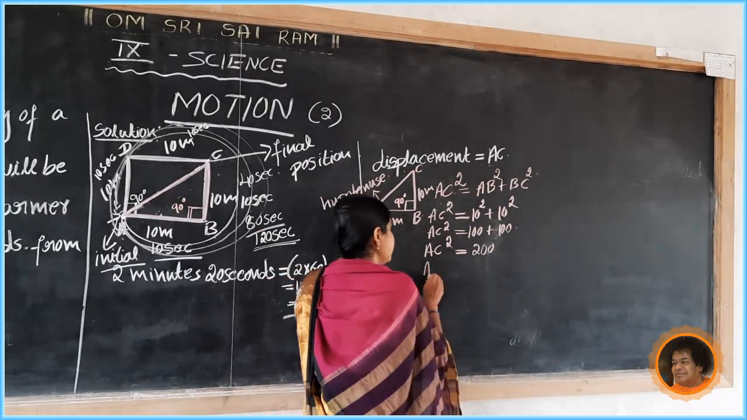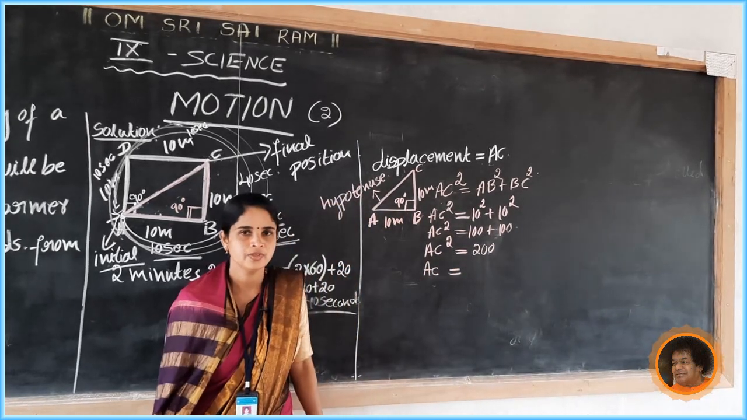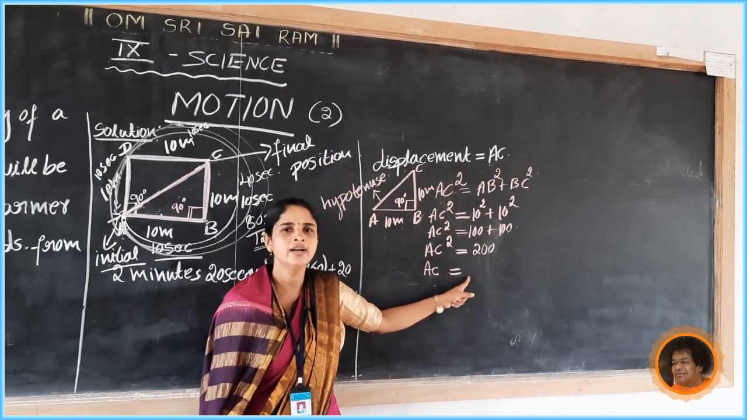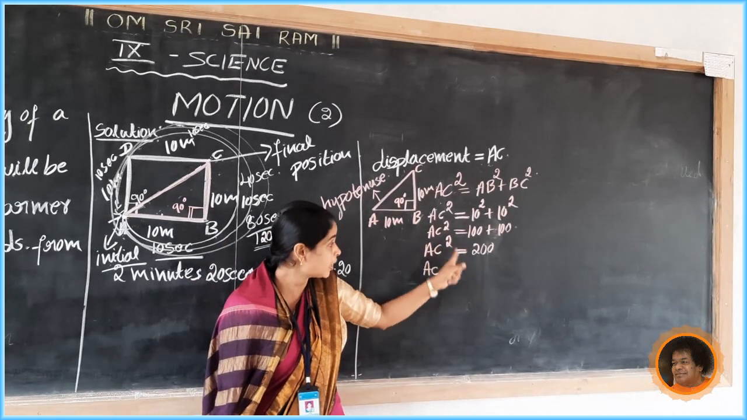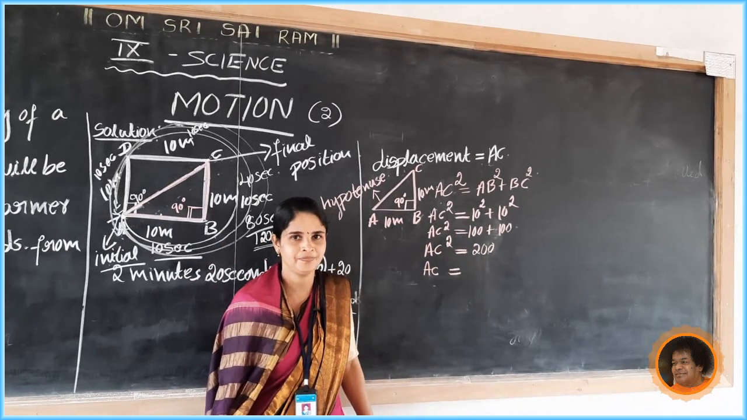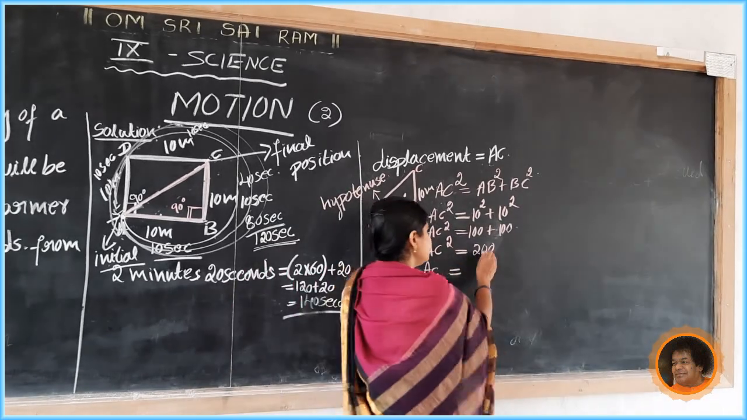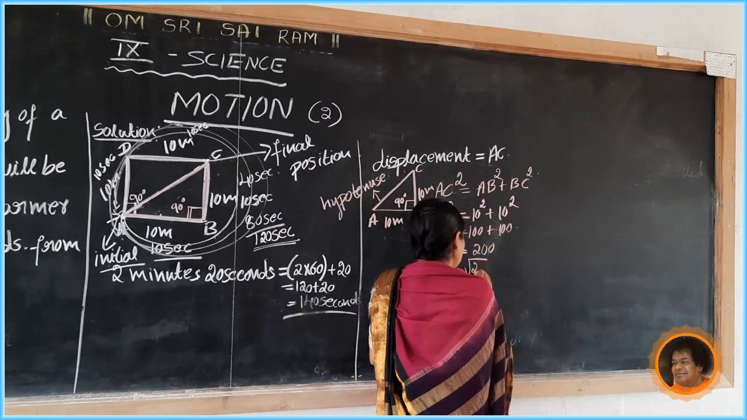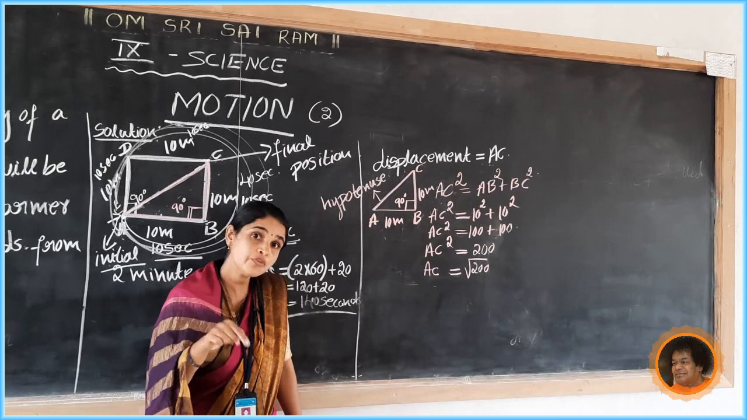Okay, in the next step, AC equals, is it 200? No. Why? AC squared equals 200. So AC equals, take the square root of this 200. AC equals square root of 200.